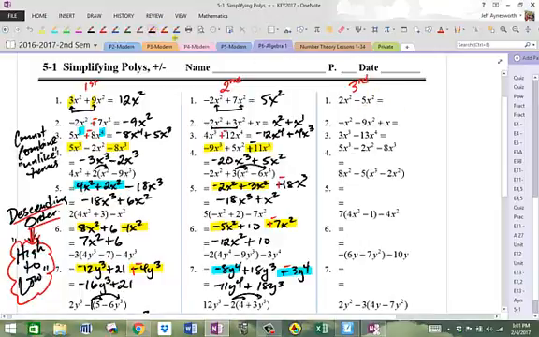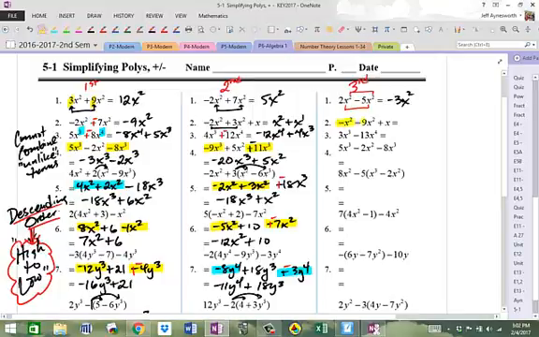Here we go. All right, so we need to make sure that we have like bases, which we do. All right, and like exponents, which we do. So these are like terms. 2x squared minus 5x squared. These are like terms, so you can combine their what are called coefficients. All right, 2 minus 5 is a negative 3, so we have negative 3x squared.